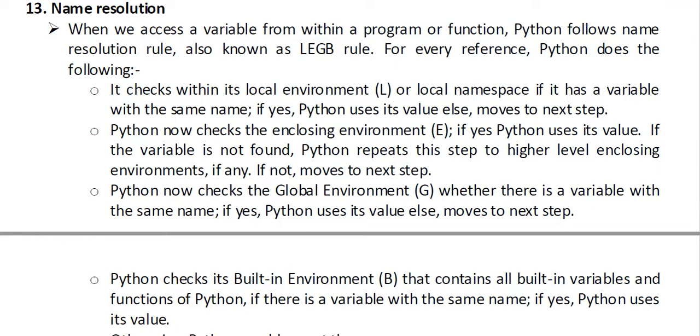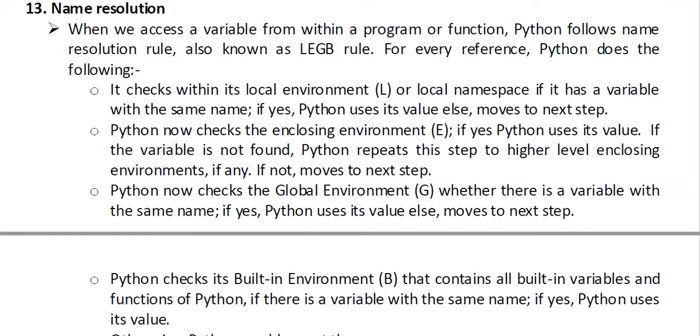If you have not declared any variable x in that function, then it will check in the enclosing environment, meaning the environment just above the one you were in. So you are inside a function, and it will check outside that function. Is there any variable named x outside that function? If yes, it will use the value of that x. Otherwise, it will move to the next step.